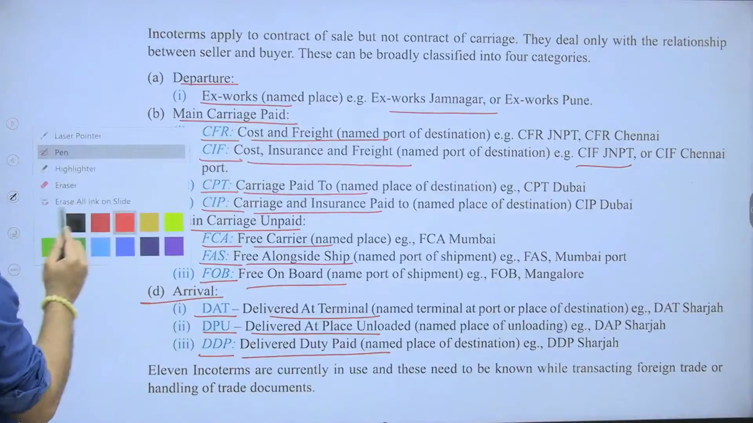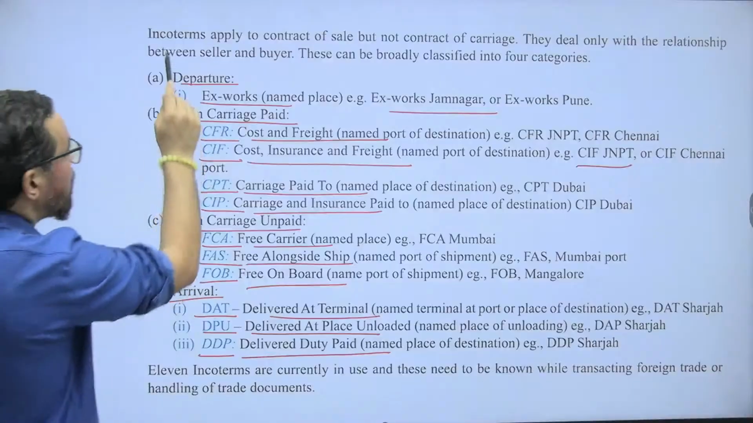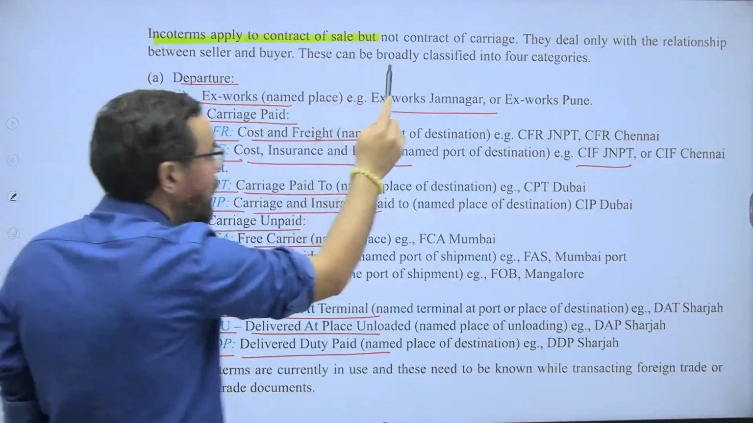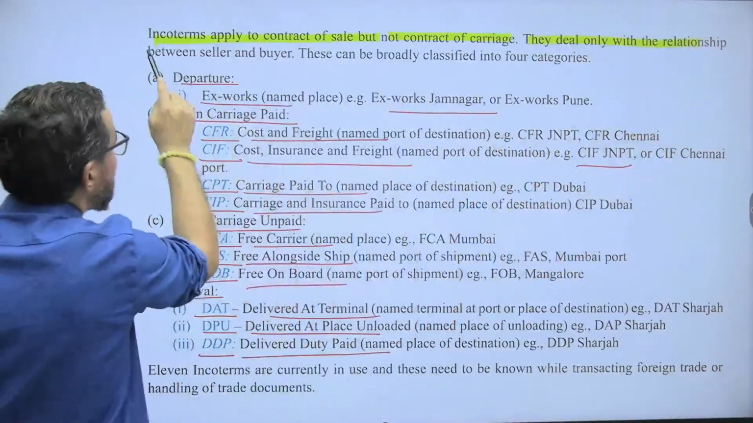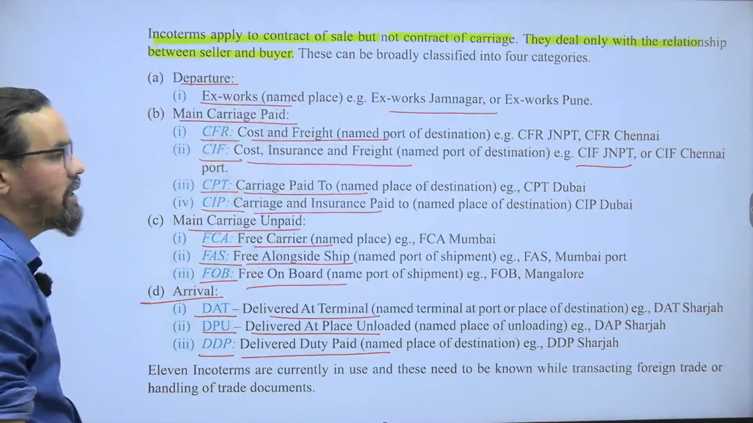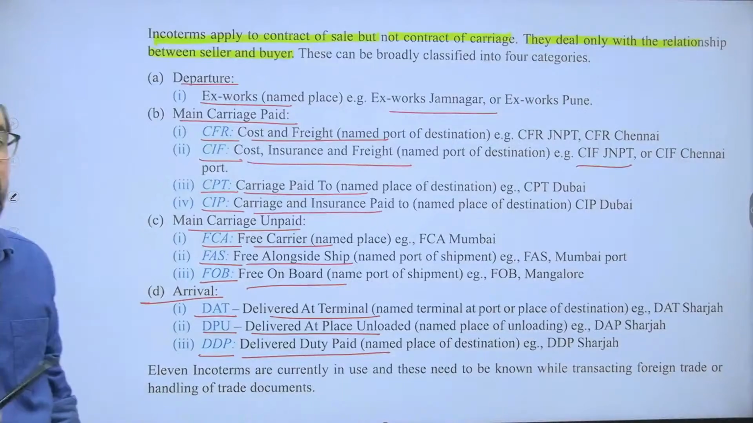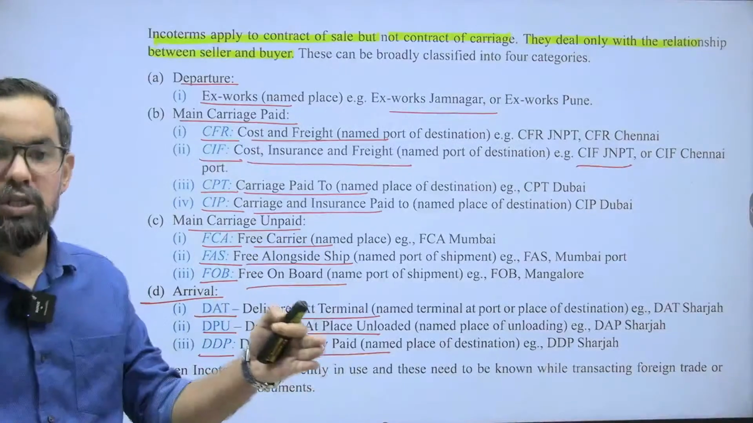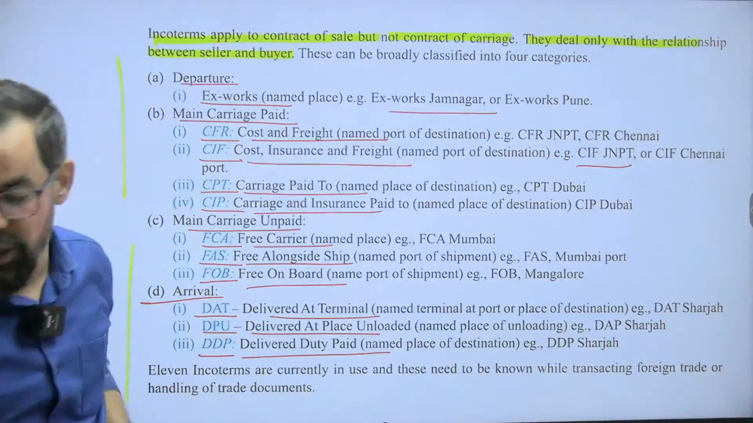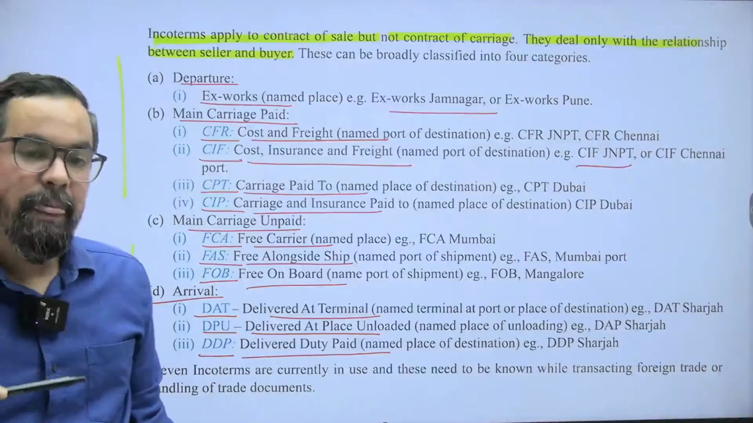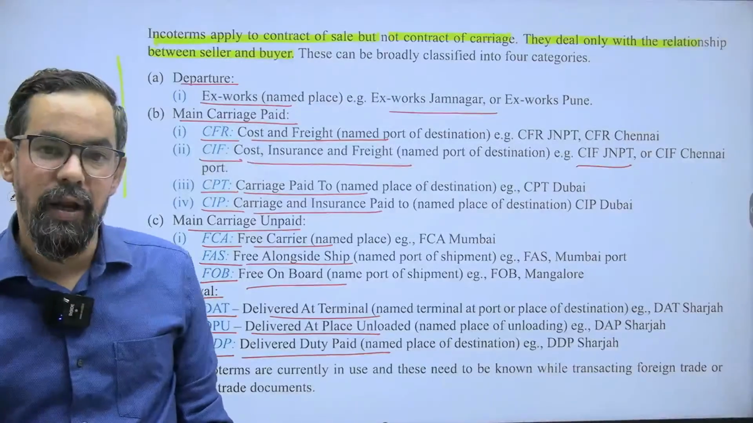Okay? So what are the Incoterms? These are applied on the contract of sale, but not on the contract of carriage. They deal only with the relationship between buyers and sellers. And these are kind of terminologies. They generally divide the responsibility, which responsibility belongs to the buyer or which belongs to the seller itself. But you cannot remember all these in one go.